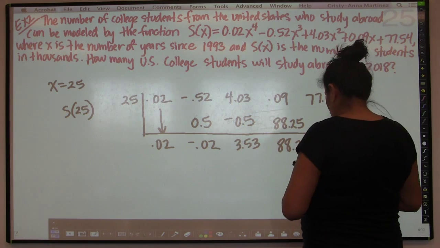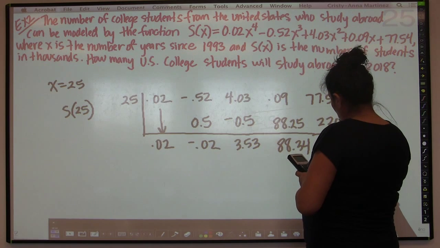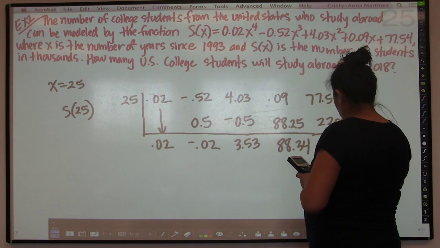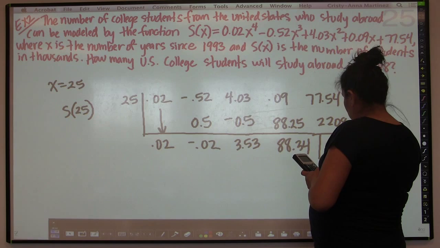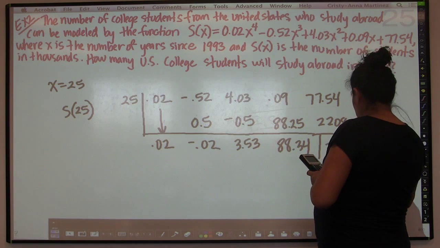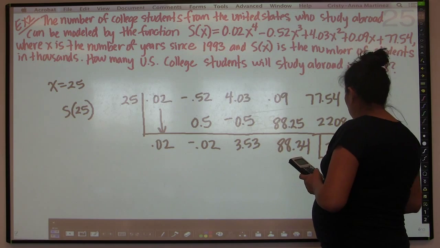And 88.25 plus 0.09 is going to give us 88.34. And 88.34 times 25 is going to give us 2208.5. And that plus 77.54 will give us finally 2286.04. And this here will be our remainder.